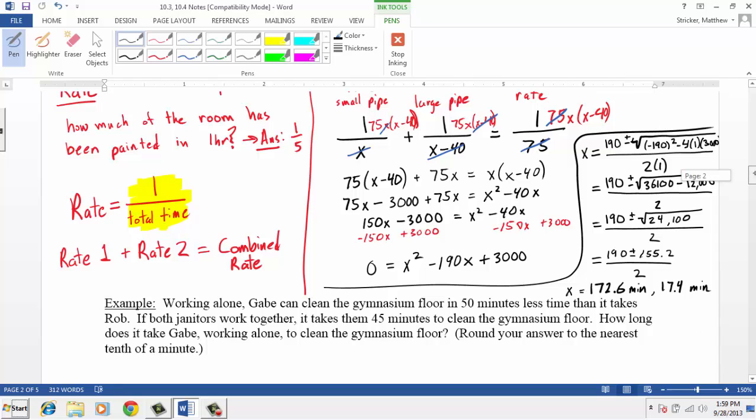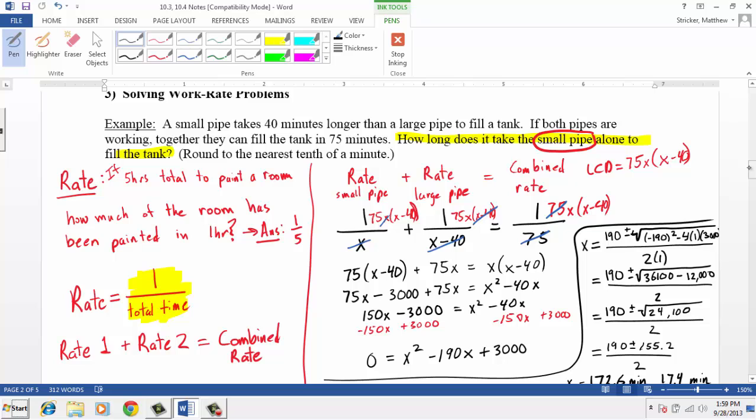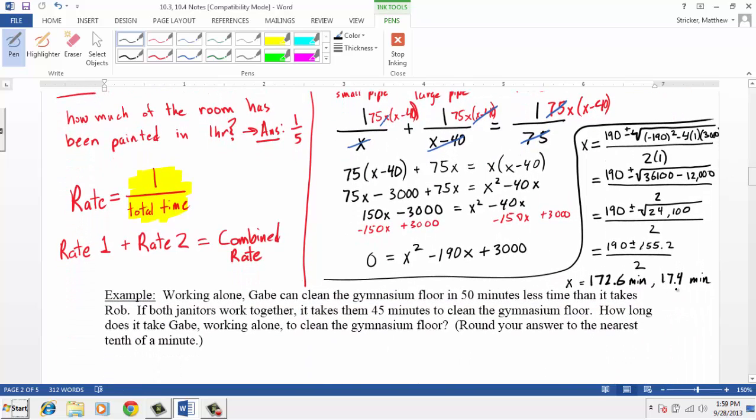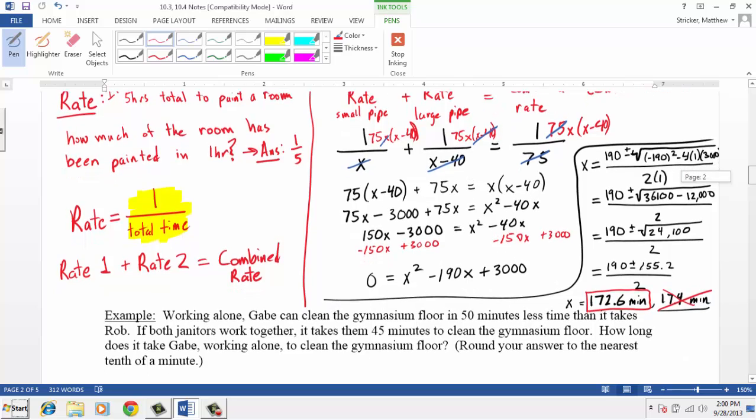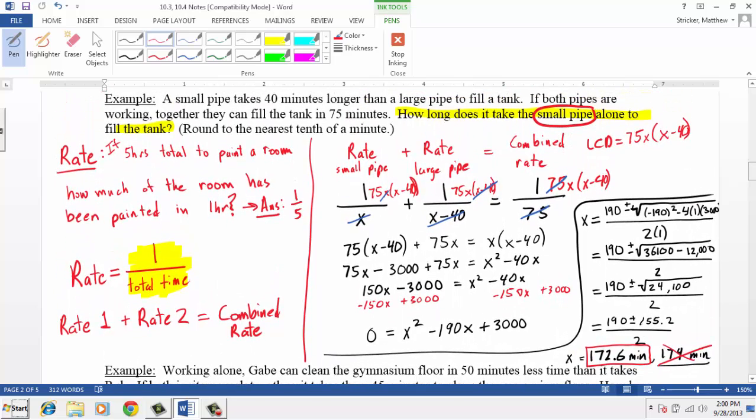Now, one of those is not reasonable because my large pipe time has to be 40 minutes less than the small pipe. So how can I be 40 minutes less than 17.4? It's not possible. That answer is not logical. And how can the 17.4, the time of the smaller pipe, be less than the total time of 75 minutes? Because that should be faster. So the more reasonable answer should be 172.6 minutes. That's the time it takes for the smaller pipe to fill the tank all by itself. Alright? So there's a shared work example.